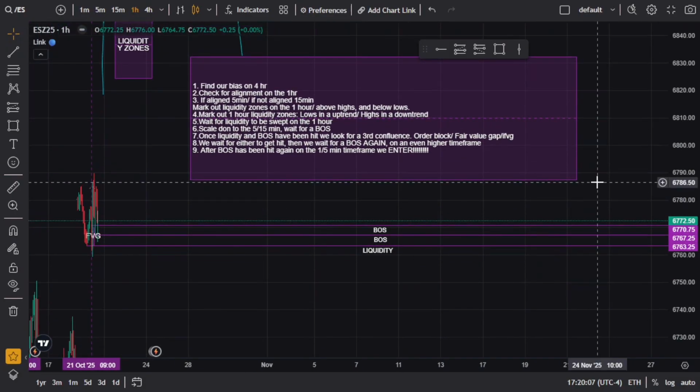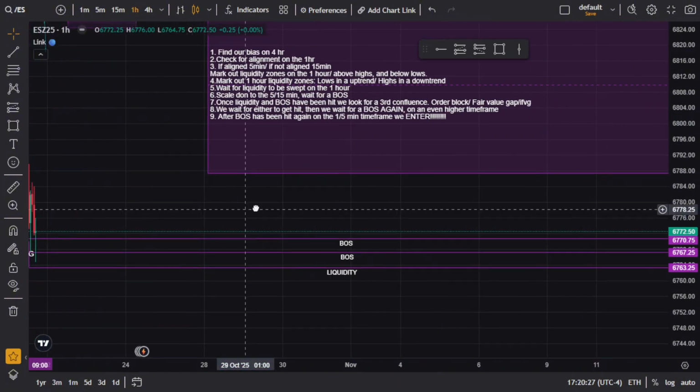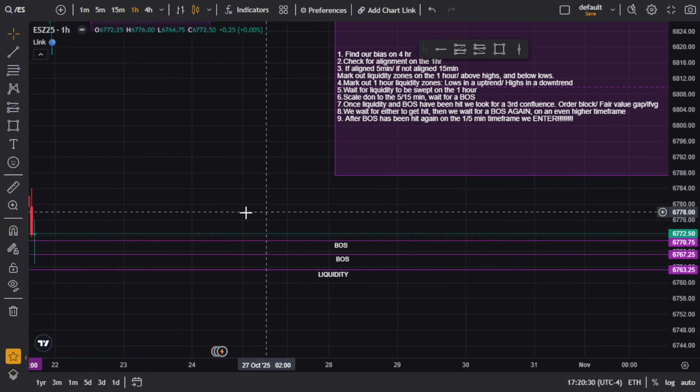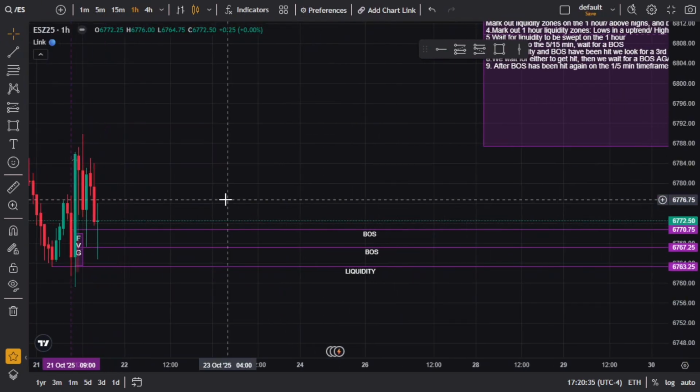Now, you might be asking, what if the 4 hour and the 1 hour don't align? Do I still use the 1 hour? Yes, you do. You still use the 1 hour to mark out your liquidity zones. And if you're wondering, what if they both align? You still use your 1 hour time frame to mark out liquidity zones. So if your bias for the 4 hour and 1 hour don't align, it doesn't matter. And if they do align, it absolutely does not matter. We are going to stay on the 1 hour for marking our liquidity zones.